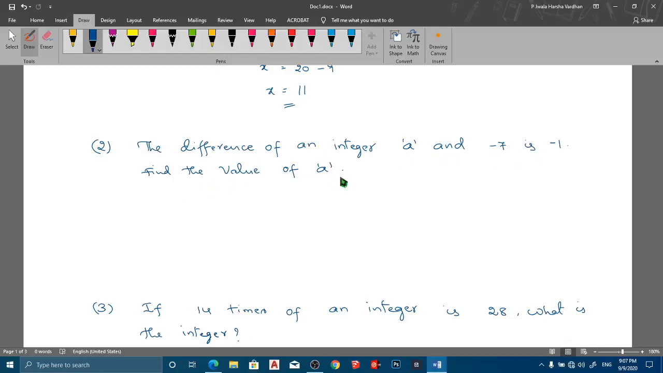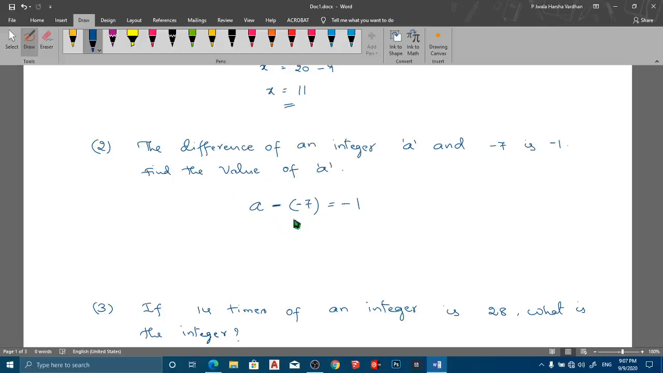Find the value of a. The difference of an integer a and minus 7 is given as minus 1. Difference means you can take the minus of it. It is already given in the form of an equation. Then you have to find the value of a.